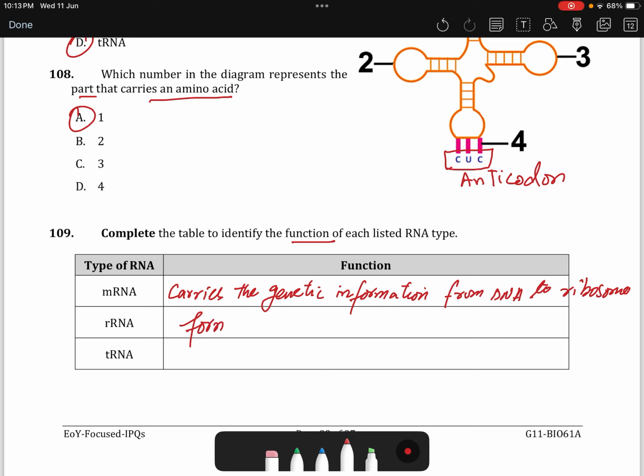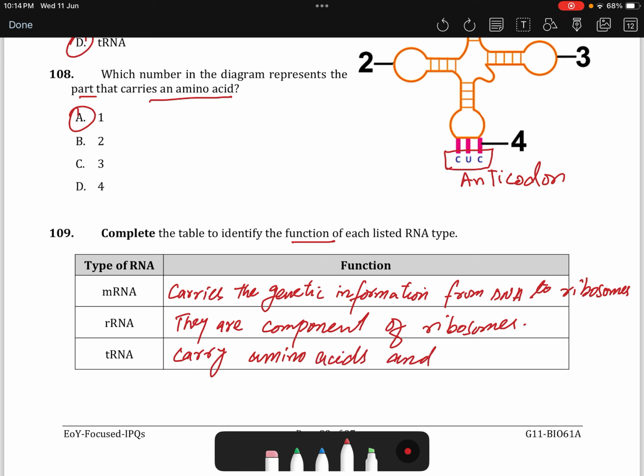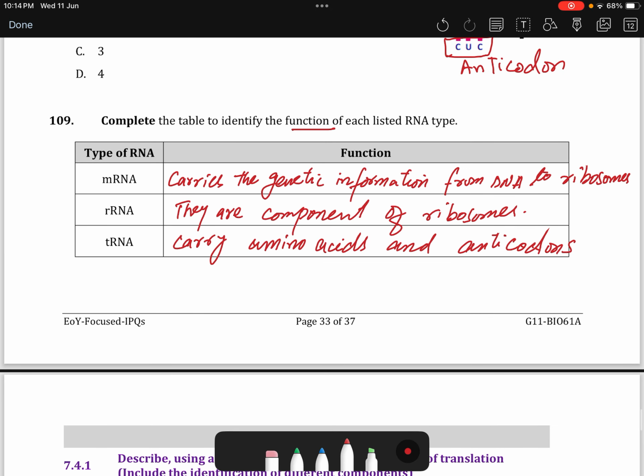rRNA forms, or we properly say, rRNA is a component of ribosomes. And tRNA carries amino acid, from the diagram above, amino acid and anticodon, and these anticodons are complementary to the codons on the mRNA. So this mRNA contains codons.